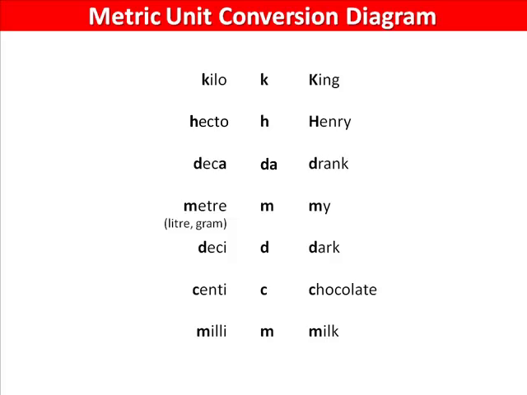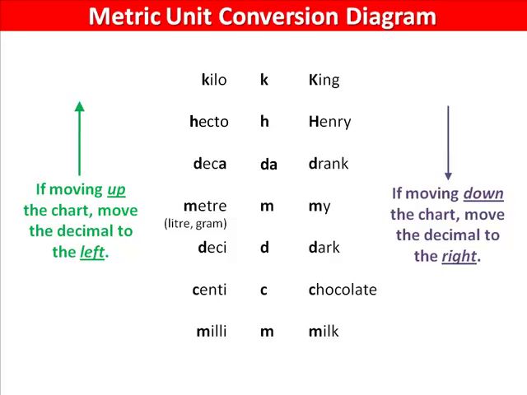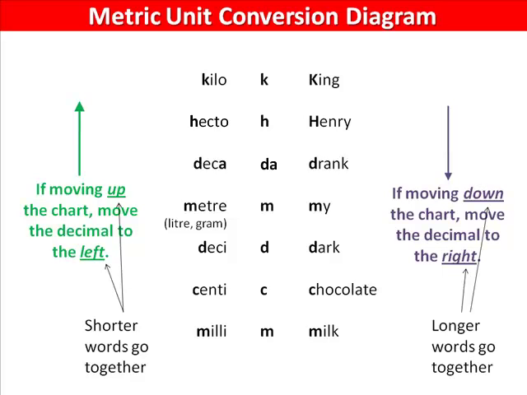To remember that up goes with left, compared to down with right, remember that up and left are both the smaller words. Up has fewer letters than down, and also left has fewer letters than right, so the smaller words go together. Right and down are both longer words, so the longer words go together.